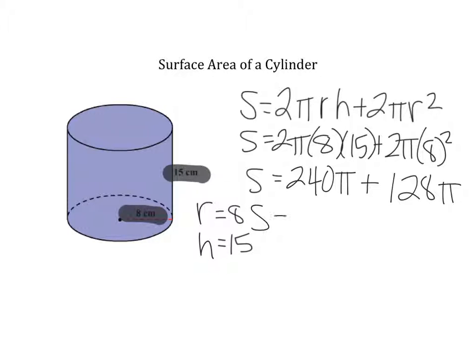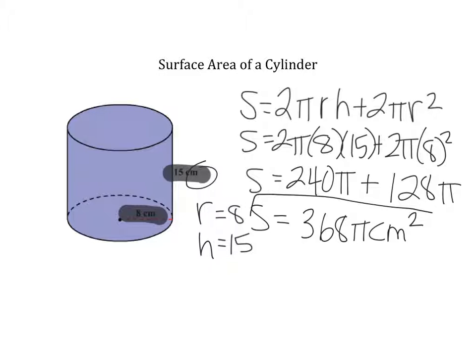So then if I add those together, 240 pi plus 128 pi is going to be 368 pi. And our units here are centimeters, and since it's area, it'd be centimeters squared. So that is our total surface area.